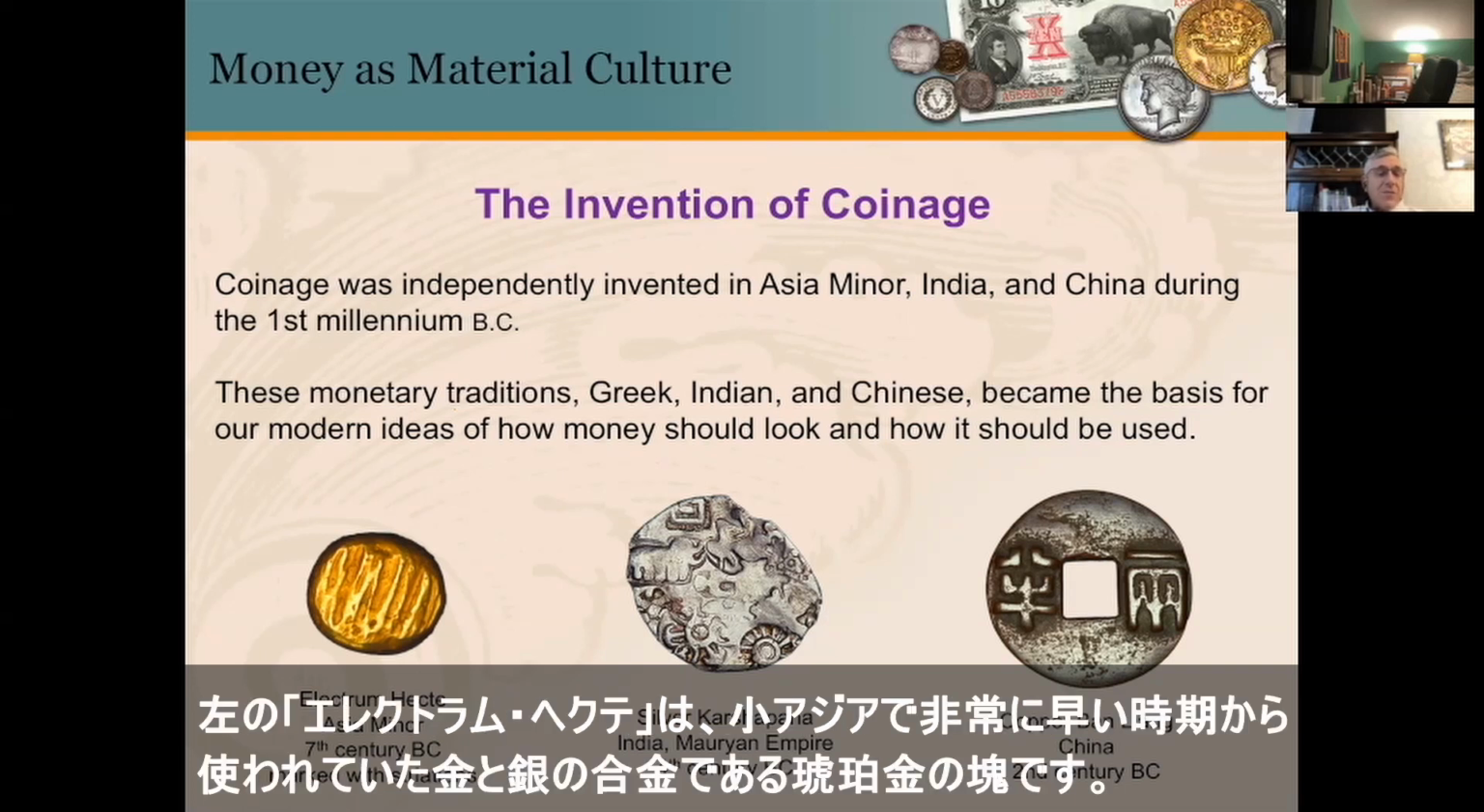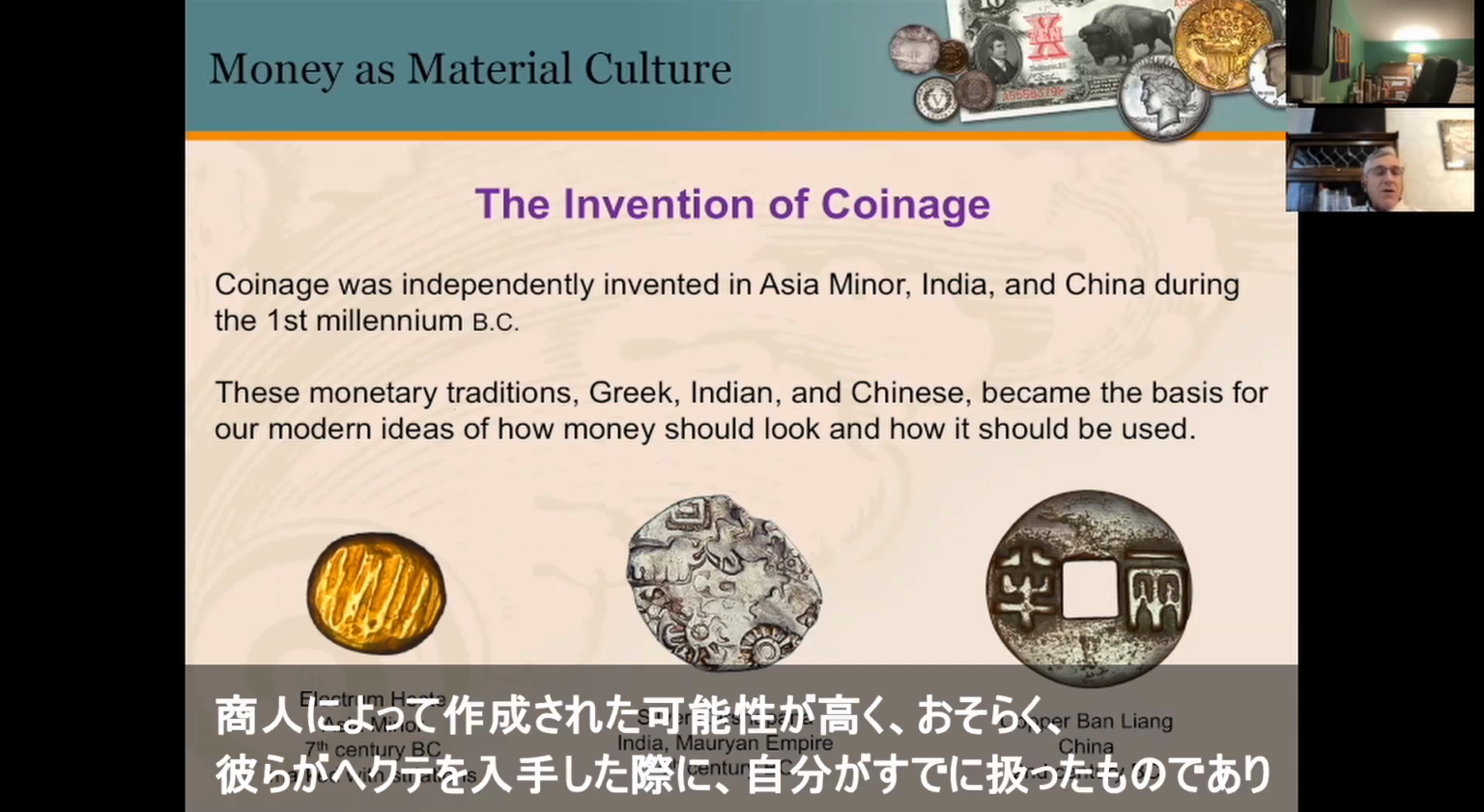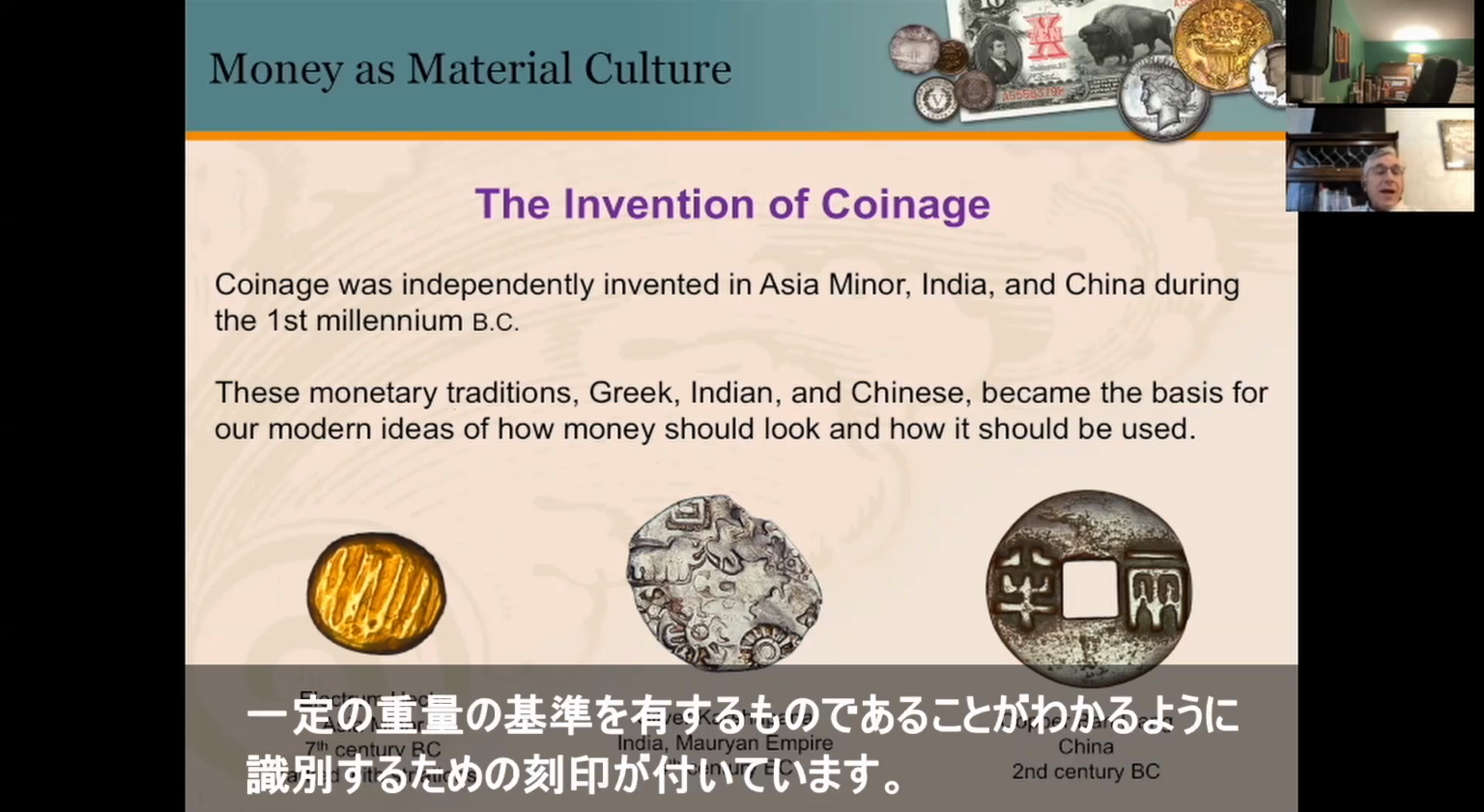And then this Electrum Hecti is simply a lump of electrum, which is an alloy of gold and silver that was used in Asia Minor from a very early date, almost certainly produced by a merchant, with the marks possibly identifying the piece so that when the merchant encountered these, he knew that it was something that he had already handled and had a certain weight standard to it.